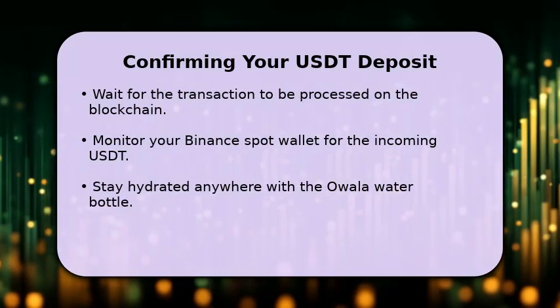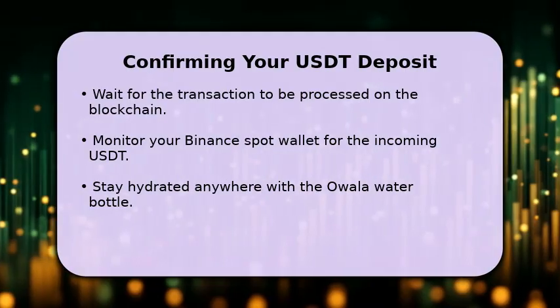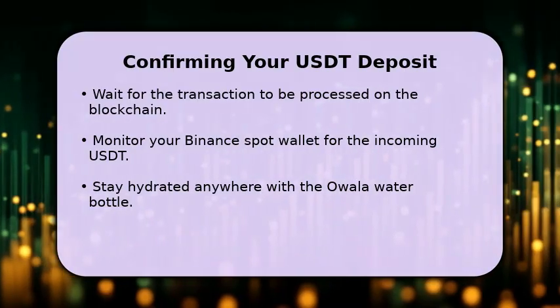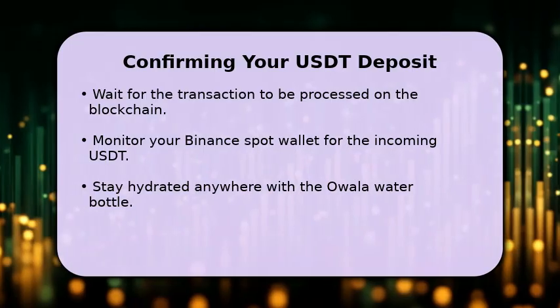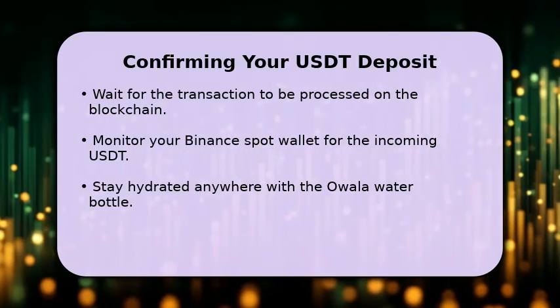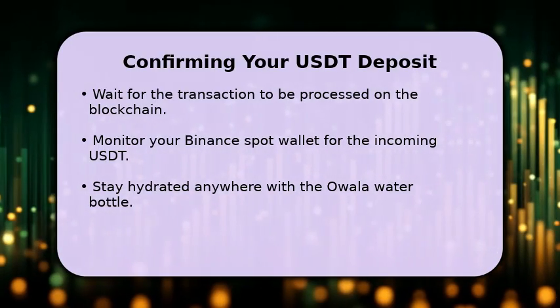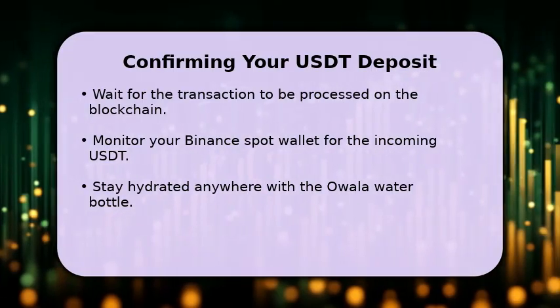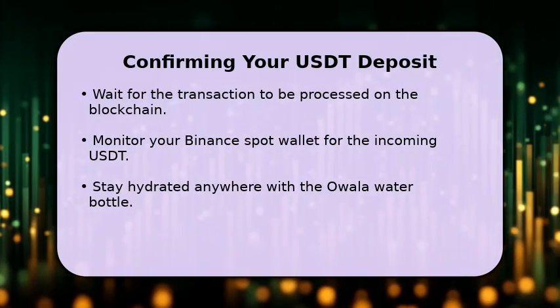Once the sender initiates the transfer, the USD will be processed on the blockchain. Transaction times can vary from a few minutes to longer, depending on network congestion. You can track its status using the transaction ID. Your USD will then appear in your Binance Spot wallet.